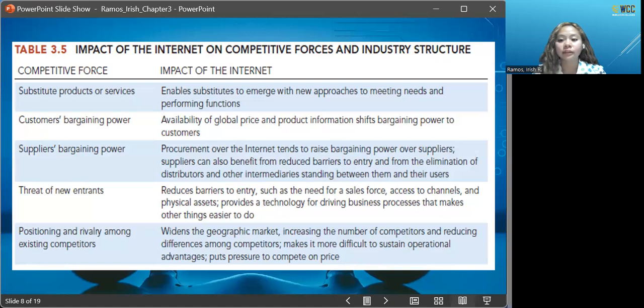The internet reduces barriers to entry, providing a technology for driving business processes that makes other things easier to do. Positioning and rivalry among existing competitors: widening the geographic market and reducing the differences among competitors put pressure on companies to compete on price.